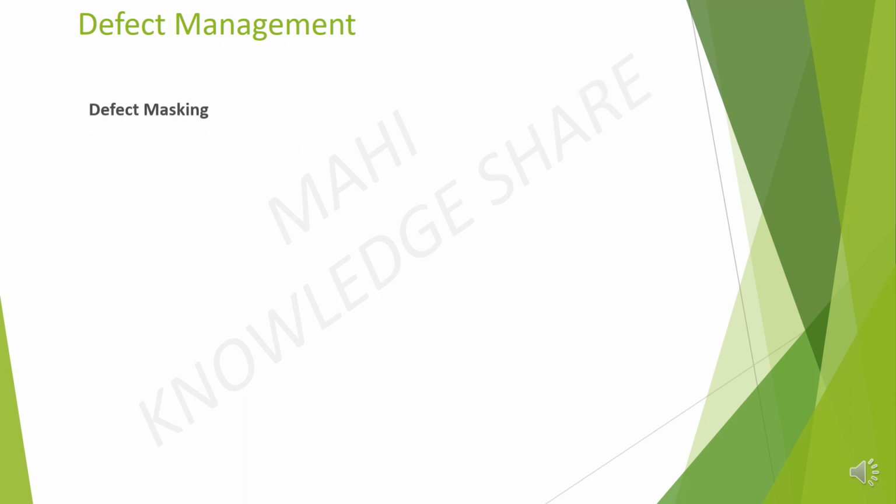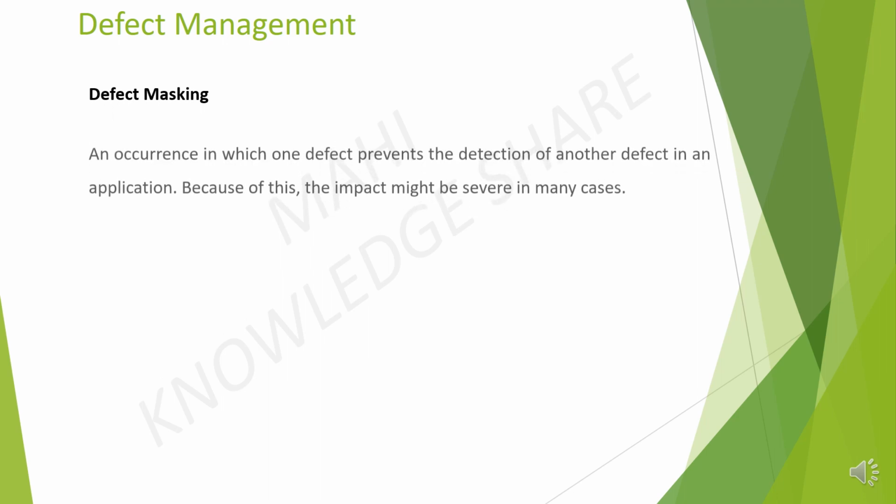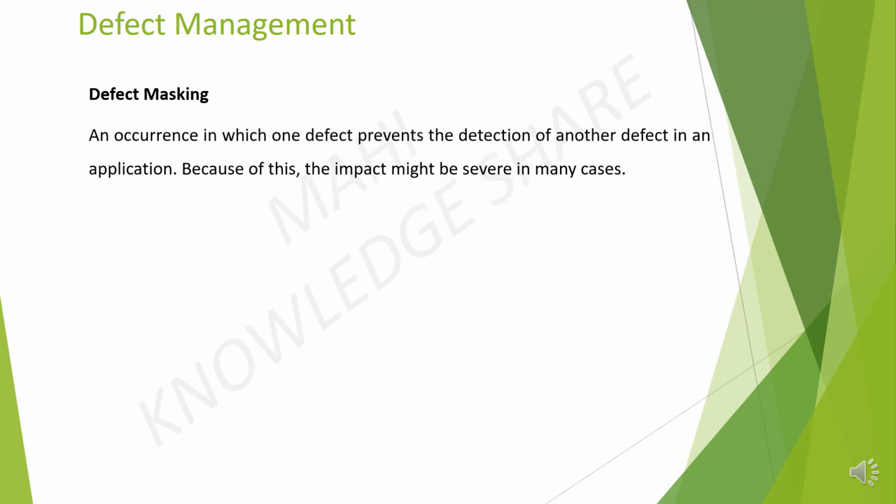Define defect masking. An occurrence in which one defect prevents the detection of another defect in an application. Because of this, the impact might be severe in many cases.